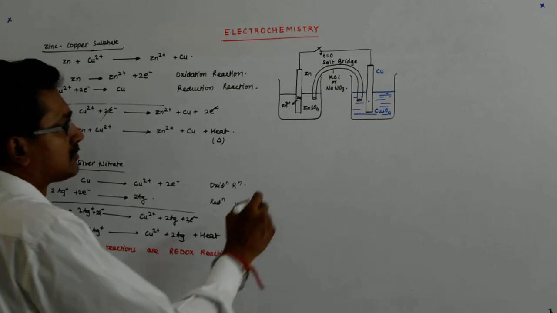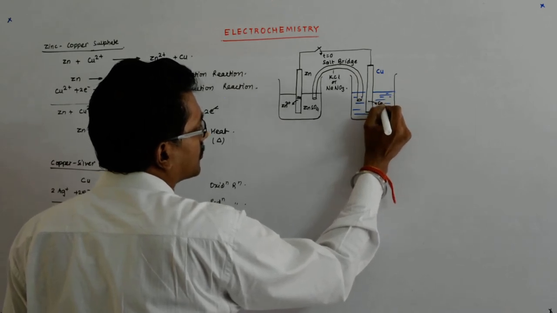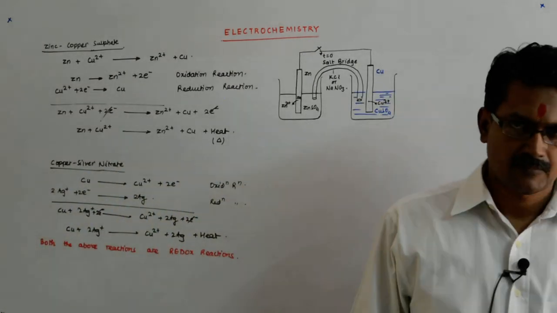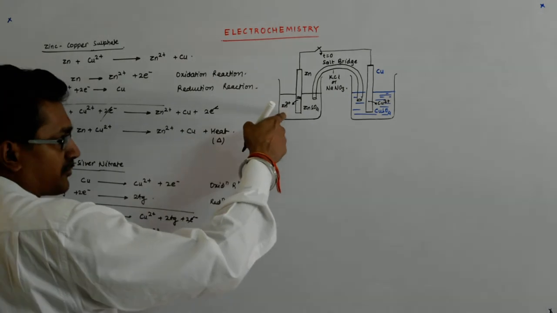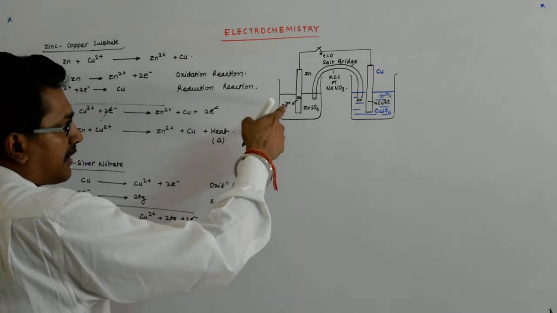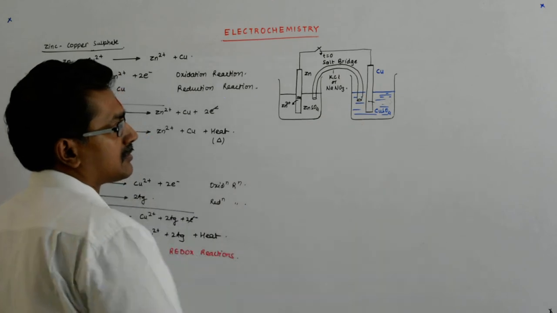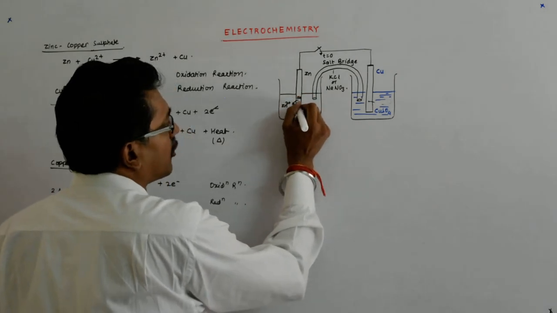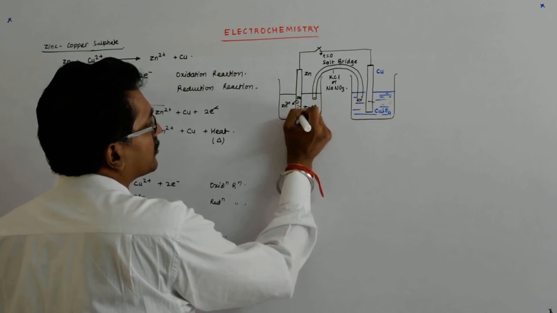This copper also wants to become Cu2 plus. But in this chaos, who wins? This wins. We have seen. Now, if this wins, it does not allow copper to do this. So there is an excess of electron here. What happens? It leaves the electron here, here, here, and keeps on jumping into the solution.